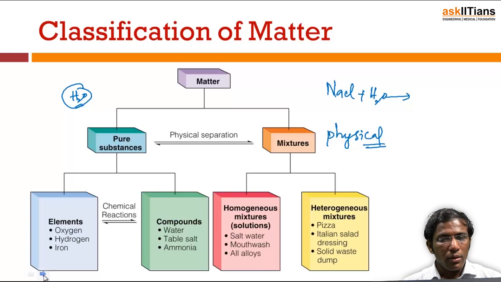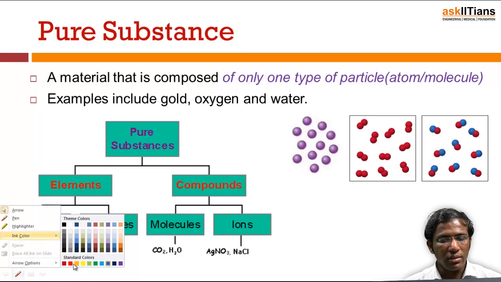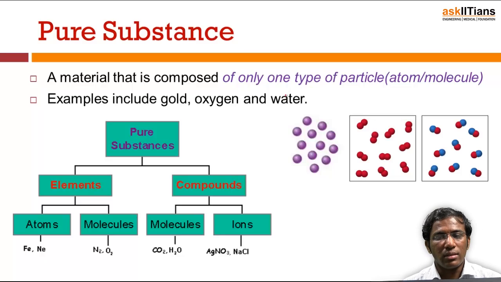Pure substance, I already discussed. A pure substance is a material that is composed of only one type of atoms or molecules. In this case, it consists of only one type of atoms. Here it consists of only one type of molecules. Nothing else is present. Only one single molecule is there, and that is repetitive. So many molecules of a single type are present. So these all are pure substances.